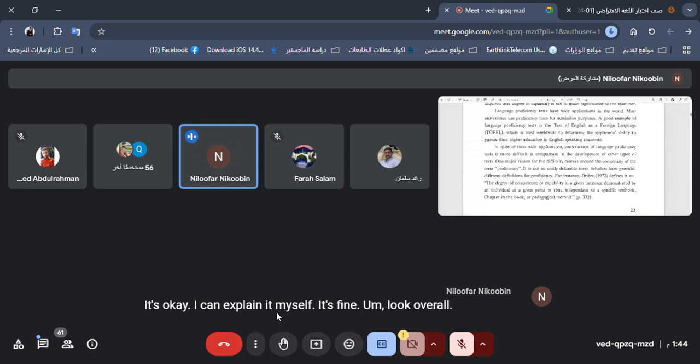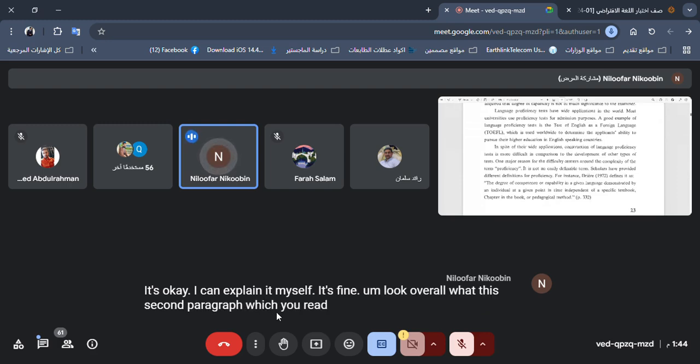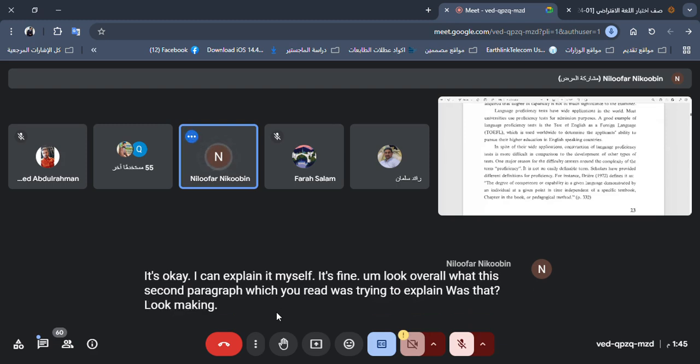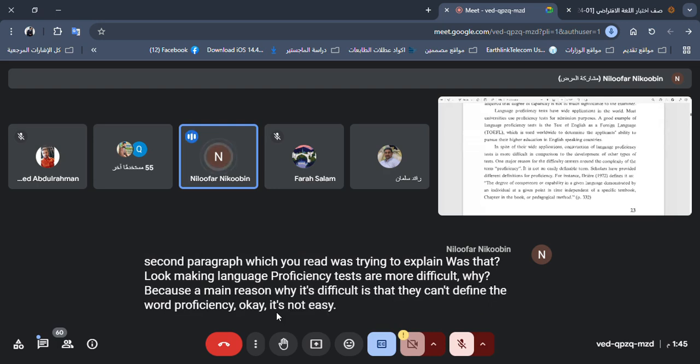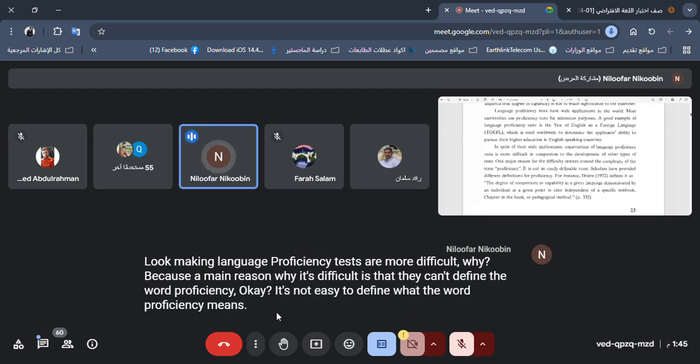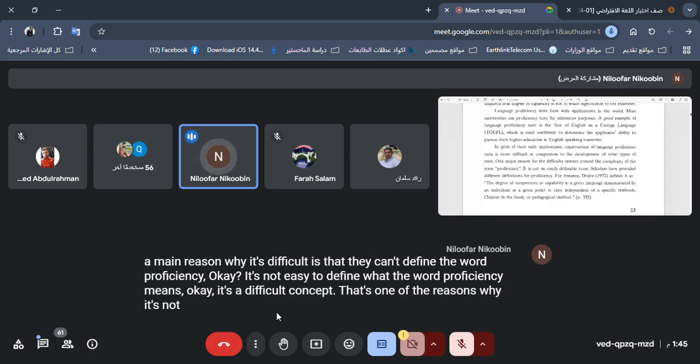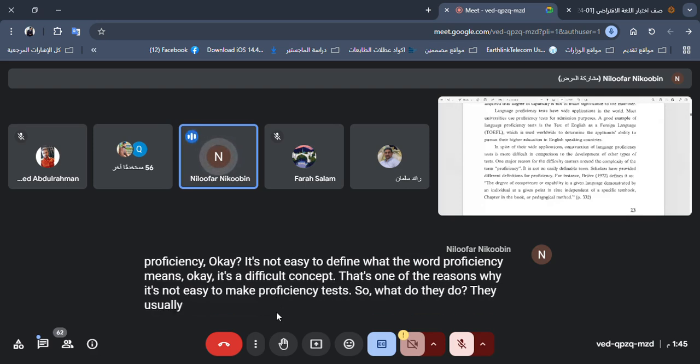Look, overall, what this second paragraph, which you read, was trying to explain was that making language proficiency tests is more difficult. Why? Because a main reason why it's difficult is that they can't define the word proficiency. It's not easy to define what the word proficiency means. It's a difficult concept. That's one of the reasons why it's not easy to make proficiency tests. So, what do they do? They usually use a set of items for defining proficiency.